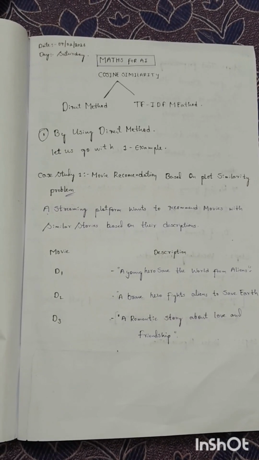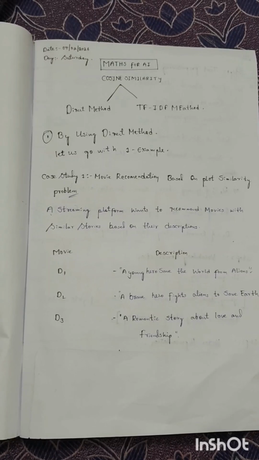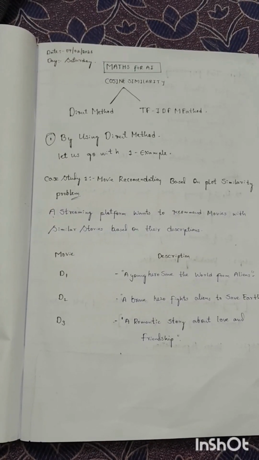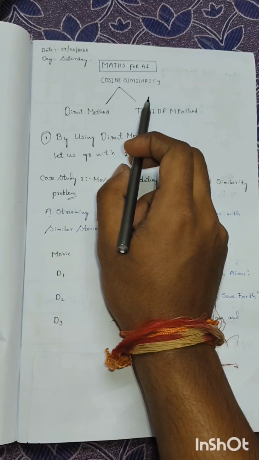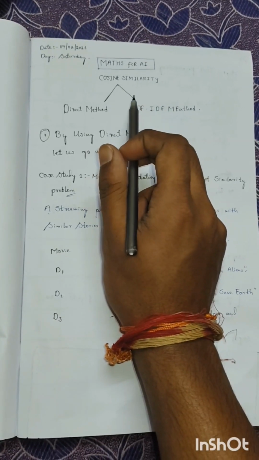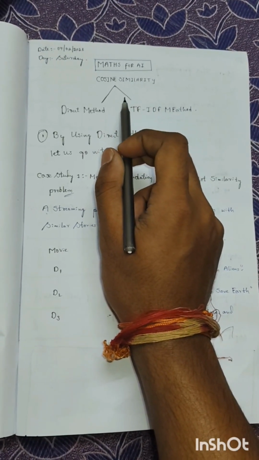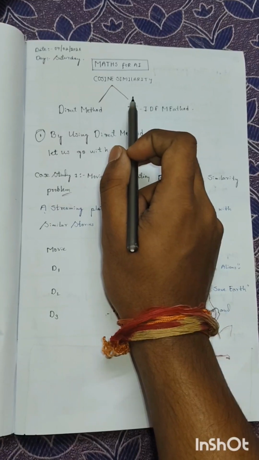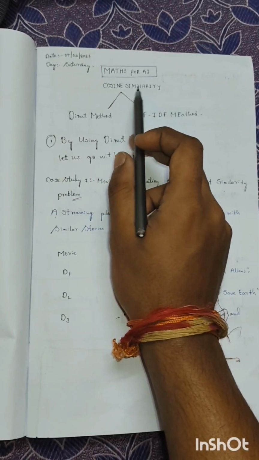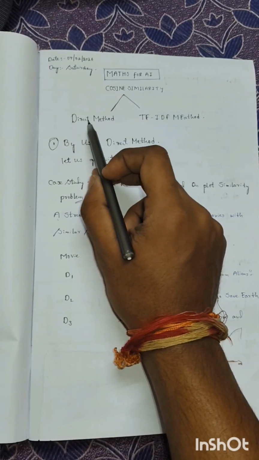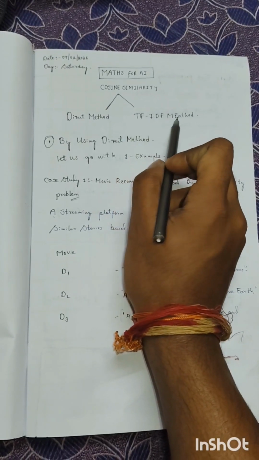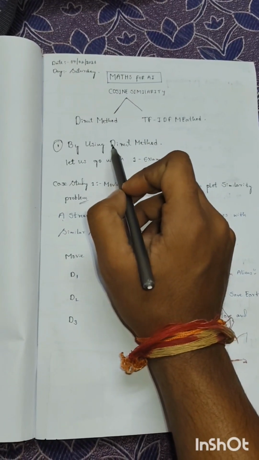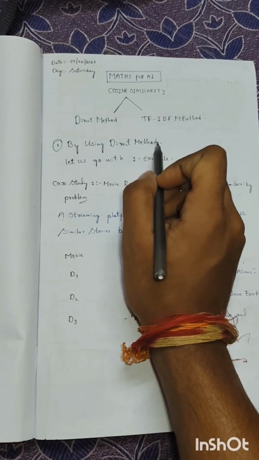Today we are going to learn about cosine similarities in Maths for AI. Cosine similarities are used to identify different types of similar news channels or similar movies on online platforms. Cosine similarities are of two types: one is by using the direct method, another is by using the TF-IDF method. Today in this video, I will tell about the direct method.